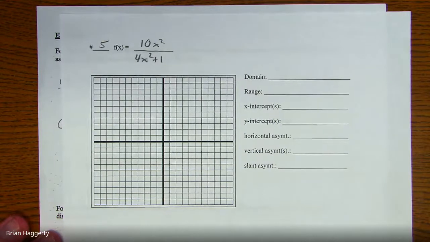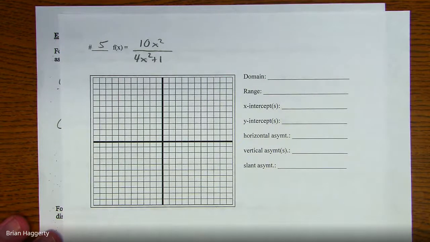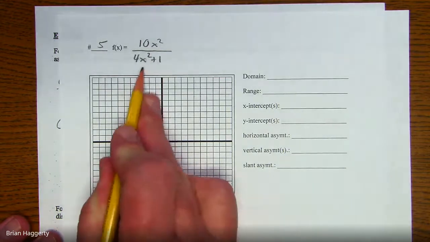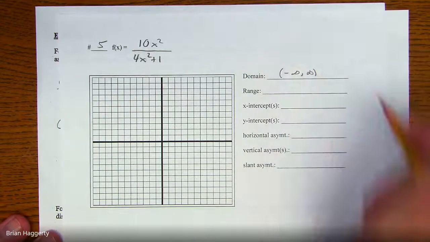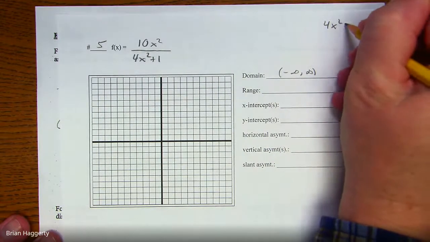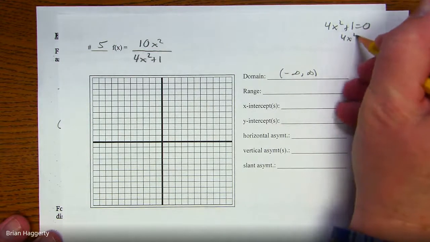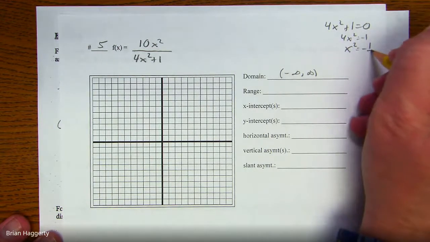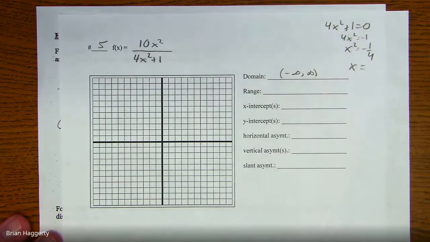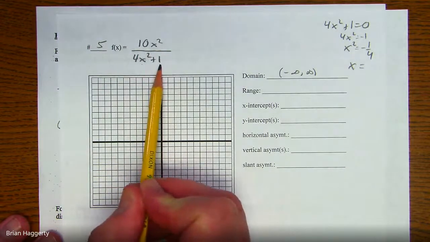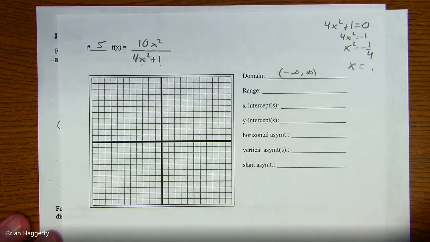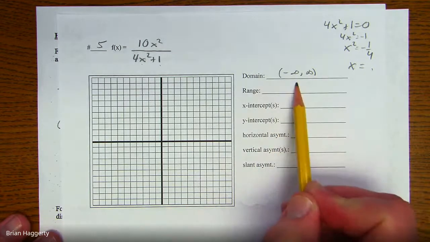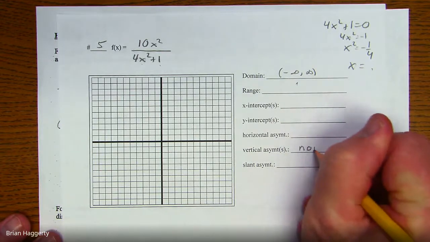So domain, all real numbers except for when the bottom of the fraction is equal to 0. That's never going to equal 0 in a real number system. If you try to set it equal to 0 and solve it, you end up taking the square root of a negative number, which means you have i's. So if you're trying to find when the bottom of the fraction is equal to 0 and it's producing i's, then there is no restriction in domain. It's all real numbers. Okay, if your domain is all real numbers, you can't possibly have a vertical asymptote.